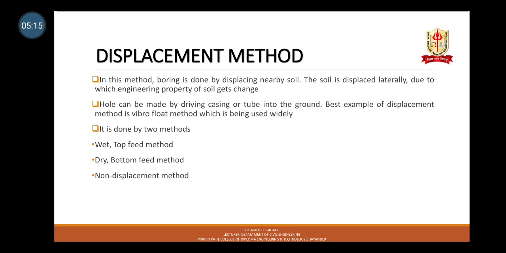There are two methods in it: displacement method and non-displacement method. In the displacement method, boring is done by displacing nearby soil. The soil is displaced laterally, due to which engineering property of soil gets changed. Hole can be made by driving casing or tube into the ground. Best example of displacement method is the vibro float method, which is being used widely. It is done by two methods: wet top feed method and dry bottom feed method.